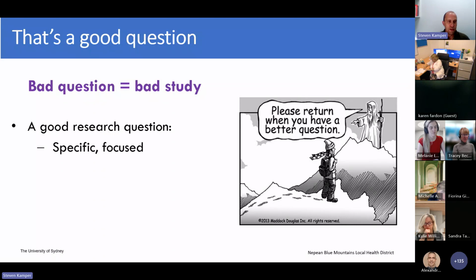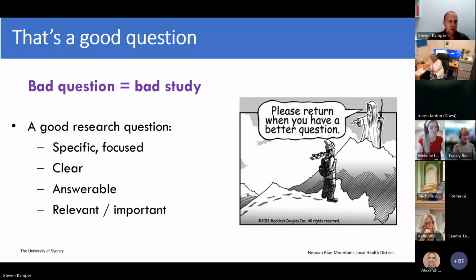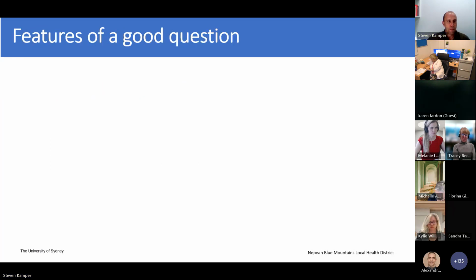These 4 attributes. It needs to be specific and focused. It needs to be clear. It needs to be answerable. And it needs to be relevant or important. All right, so I'm going to run through those in just a little bit more detail.